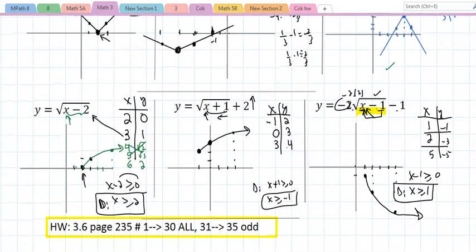Alright, and there's your homework on page 235. I want you to do number 1 through 30, all of them, every single one, and I need you to pick 3 points on every single one of those. And 31 through 35 asking about even or odd like we did.